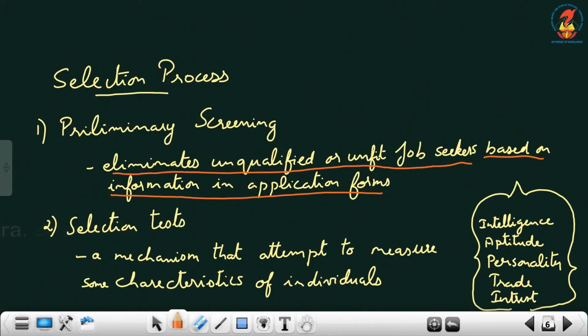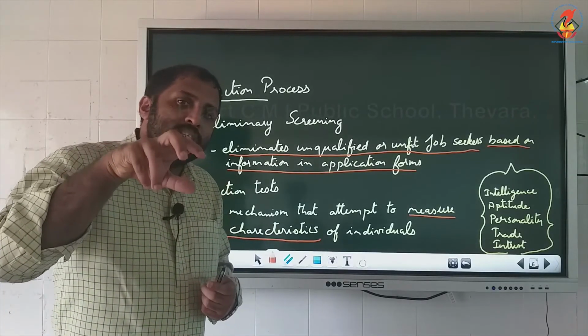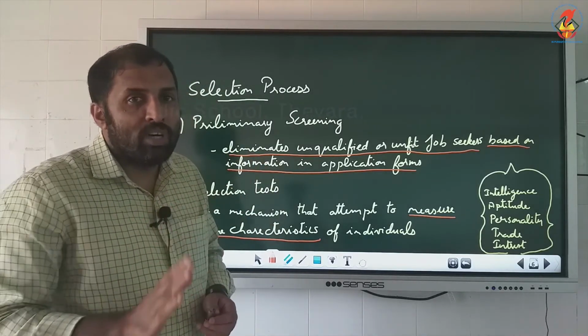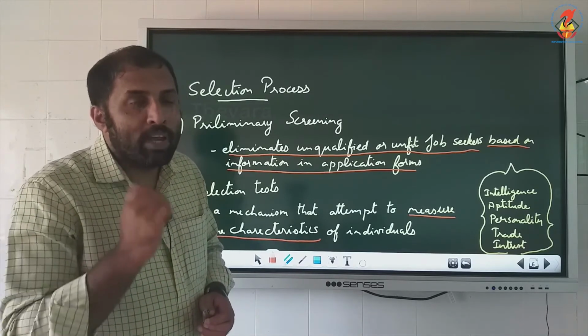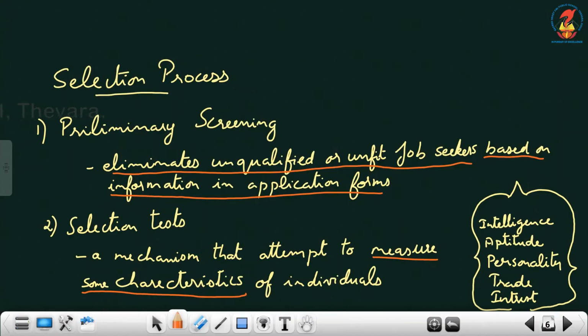Selection test is a mechanism to measure some characteristics of the persons who have applied. It can be a pen and paper test, or it can be in other ways also. It's a mechanism whereby the organization is trying to identify whether some particular characteristics are there in the candidates who have applied for the job. Many types of tests are used. Intelligence test is one of the tests, where they are trying to find out the IQ level. Intelligence quotient is being checked.